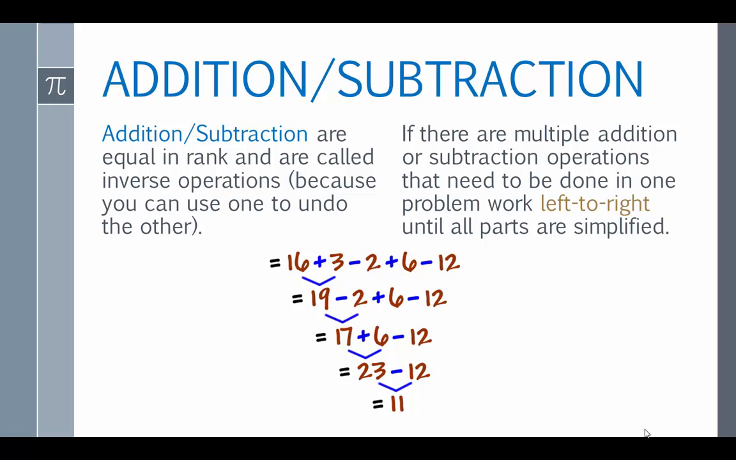Addition and subtraction work much the same way as multiplication and division. They are again equal in rank, so you just start with the leftmost addition or subtraction problem and start working to your right. For the example on the screen, we take the 16 plus 3 and get 19. Then we start working to our right. 19 minus 2 equals 17. Then 17 plus 6 equals 23. And finally, 23 minus 12 gives you 11.